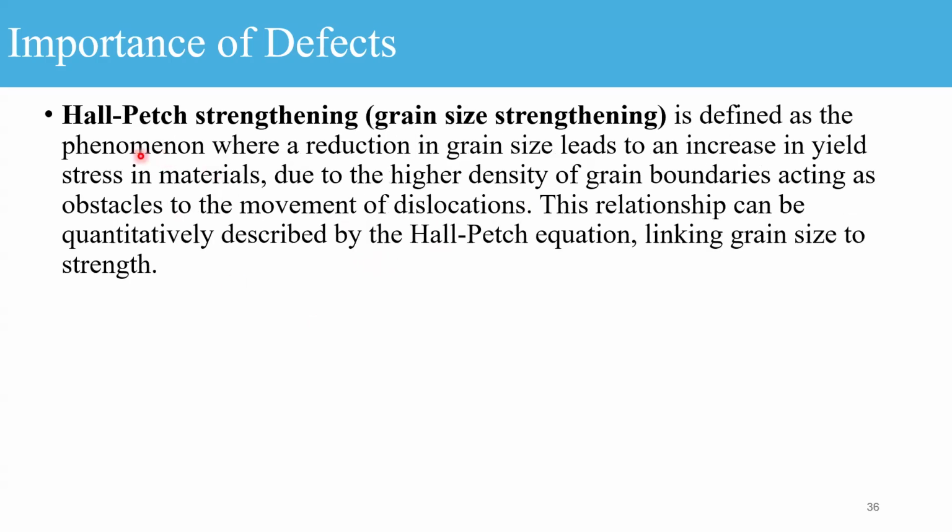The final one is called Hall-Petch strengthening, or grain size strengthening. It is defined as the phenomenon where a reduction in the grain size leads to an increase in yield strength in a material due to the higher density of grain boundaries acting as obstacles to the dislocations. This relation can be described by the Hall-Petch equation that we discussed earlier, which links the grain size to the strength. So I think with that, I'll conclude today's lecture.